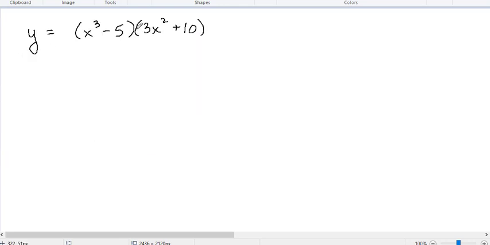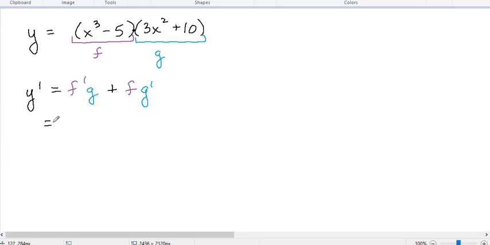Let's try it again. I have a function, and it is the product of two smaller functions. So I have the first function, which I'll call f, and the second function, which I'll call g. And then I have the rule for how you take a derivative. And I get the derivative of just the first function, 3x squared, times g as it is, 3x squared plus 10. And to this addition sign, take the first function as it is, x cubed minus 5, times, take the derivative of the second function, which is 6x.